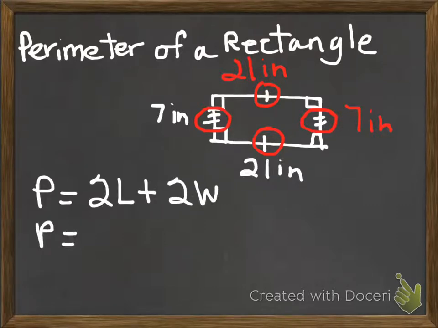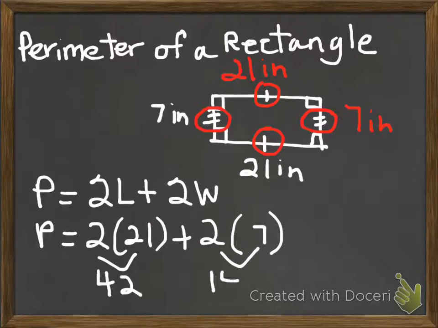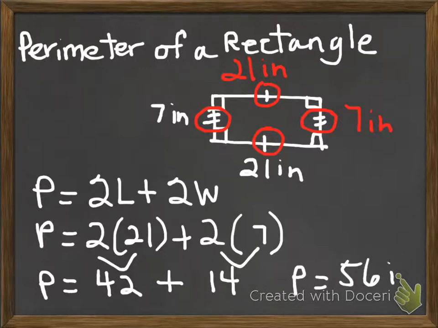So we know that the length is 21, so that would mean 2 times 21 plus, I'm sorry, the width is 7, so then that means 2 times 7. And remember order of operations, so we're going to have to multiply first: 2 times 21 is 42. Then 2 times 7 is 14. We add those together, and we find the perimeter. The perimeter for this rectangle is 56 inches.